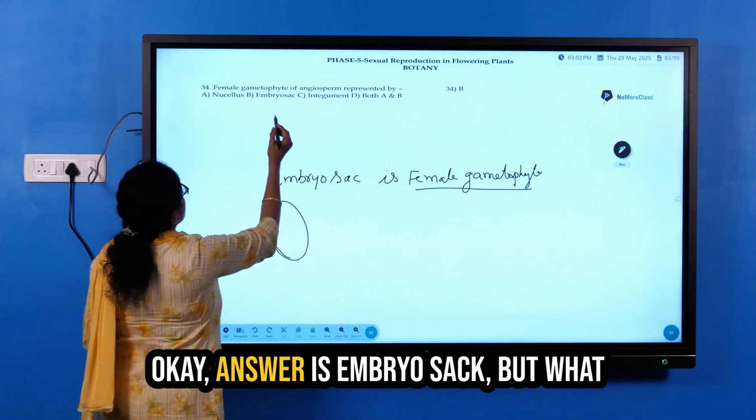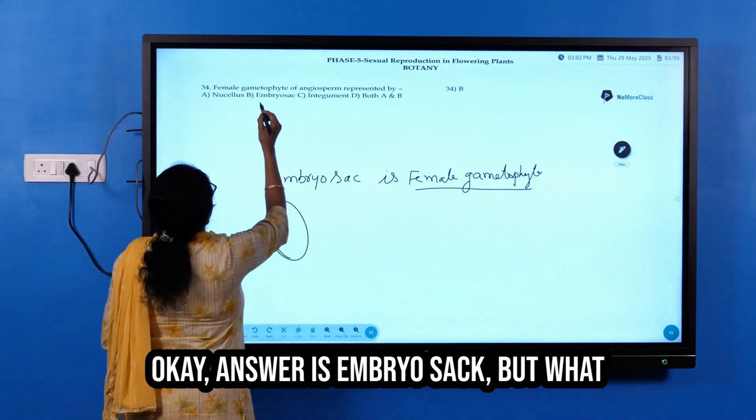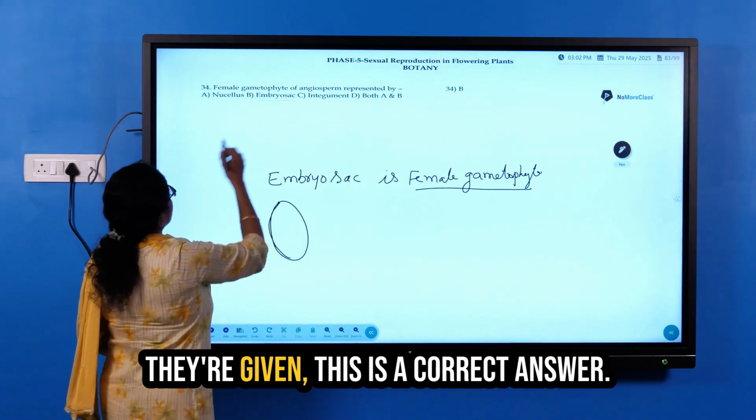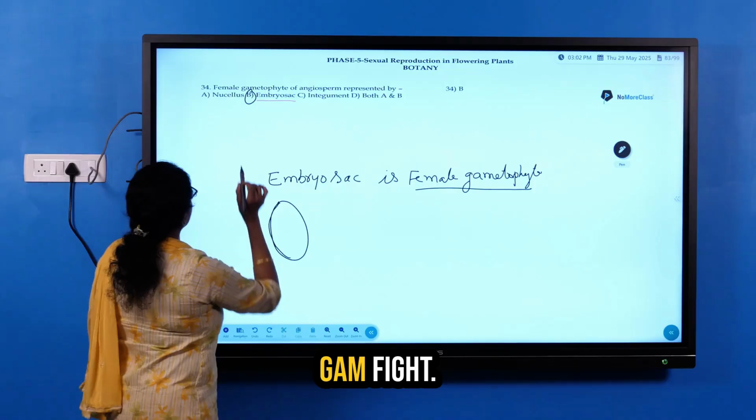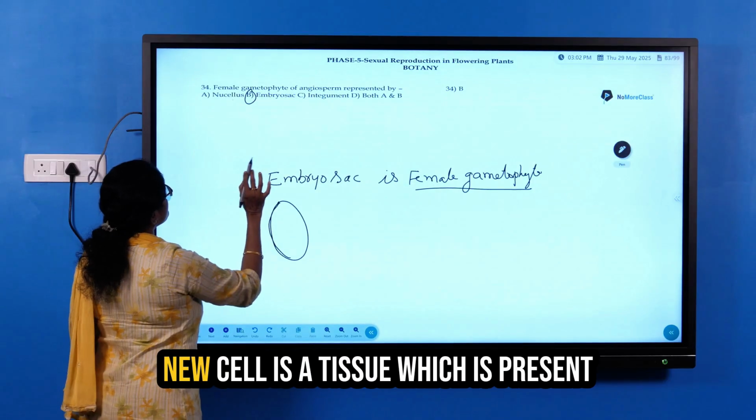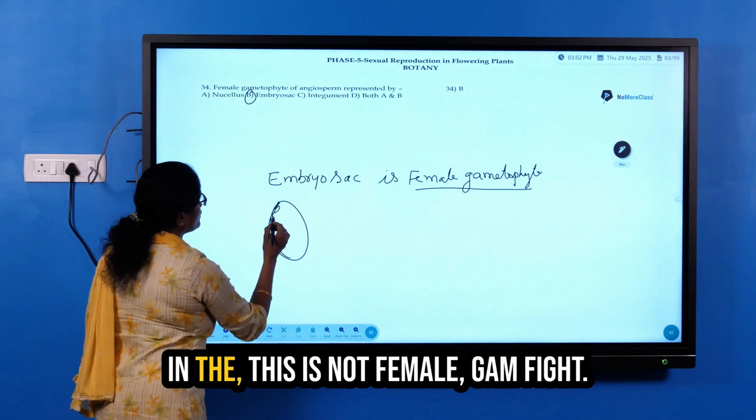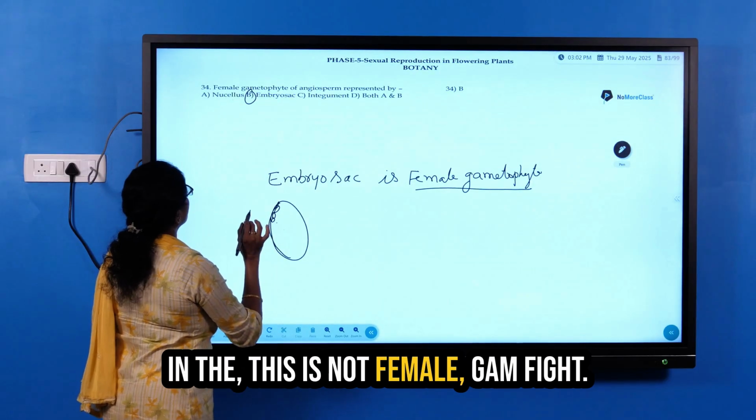Okay. The answer is embryosac. This is the correct answer. Embryosac is nothing but the female gametophyte. What is nucellus? Nucellus is a tissue which is present in the ovule. This is not the female gametophyte.